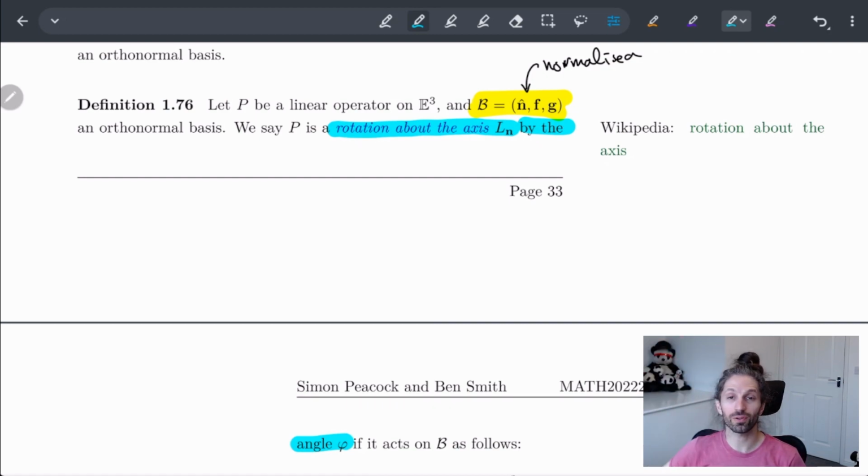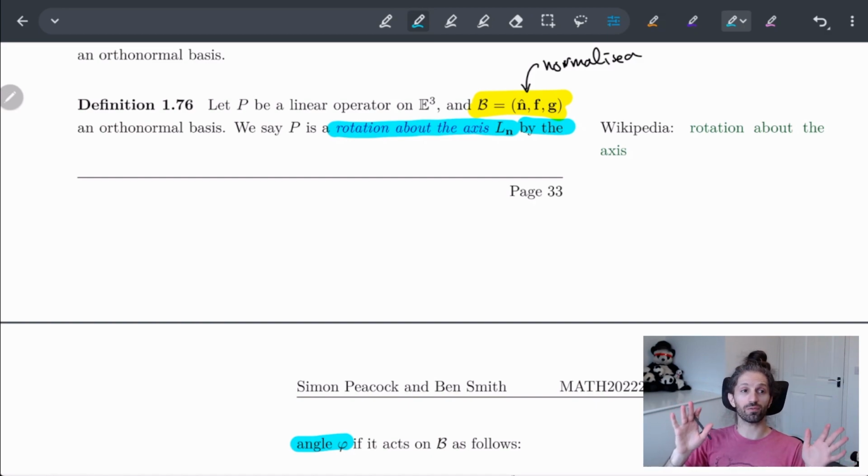Hiya! So in this video, we're going to be continuing looking at the definition of a rotation in 3 dimensions. So let's recall what this looks like, how the setup was, and then we're going to look at this in a more geometric light.